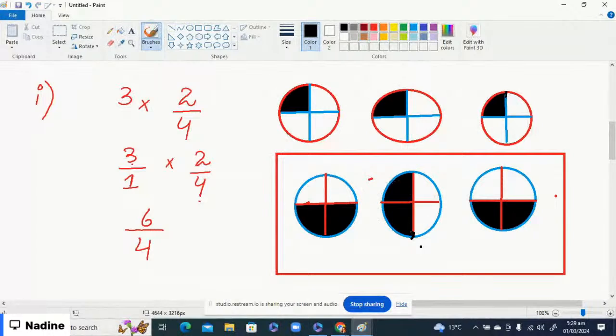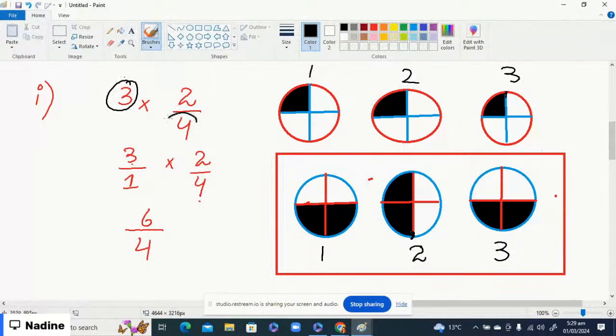Okay, but what does this 3 show? 3 shows how many circles are in each model. One complete circle, second complete circle, third complete circle. Same thing here. One complete circle, second complete circle, third complete circle. Okay, this 3 shows the whole circles.